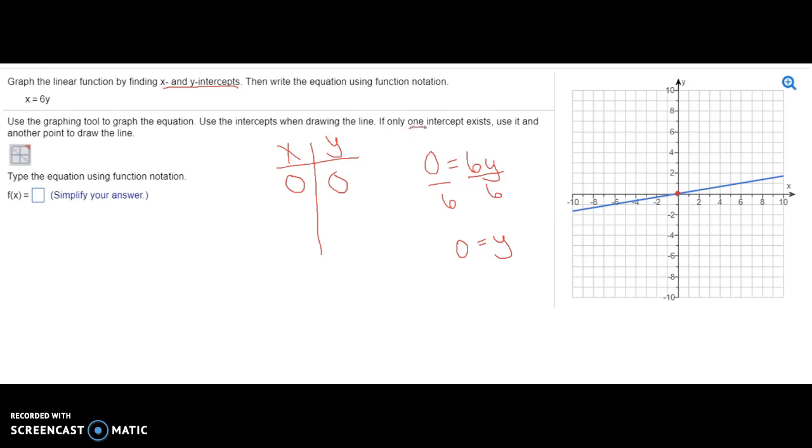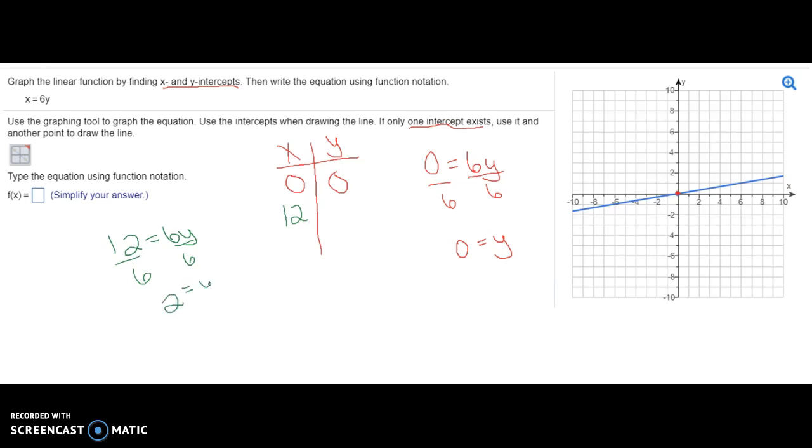So it says if only one intercept exists, use it and another point to draw the line. So now we need to find another point, which means we can make up any value for x. We know we're going to have to divide by 6, and so we need to pick a number that divides by 6. So I'm going to pick 12. So if you know you're going to have to divide, you want to pick a number that divides by that value.